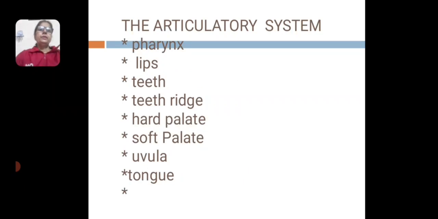Different parts of our body which are helping us to produce these sounds are the pharynx, lips, teeth, hard palate, soft palate, uvula, and tongue. And they are playing a great role in the production of sounds. First we are coming to the pharynx.